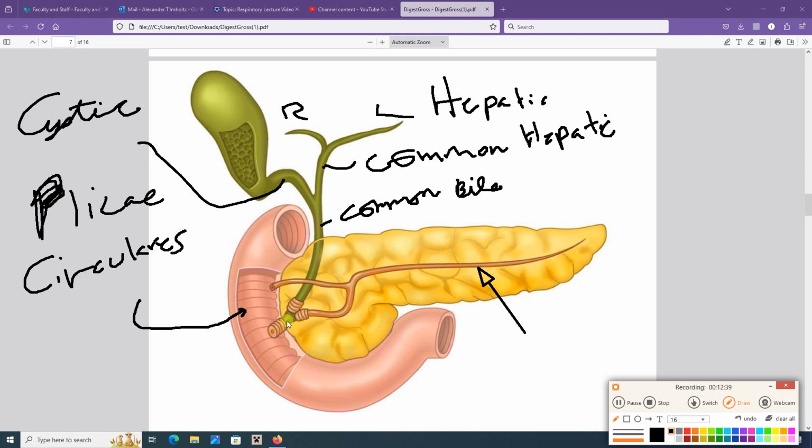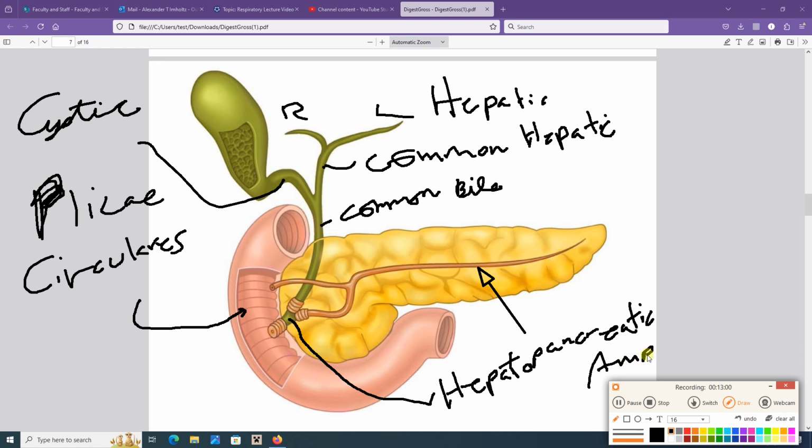And also check out this region beyond the common bile duct and the main pancreatic duct. That region where those two guys unite is called the hepatopancreatic ampulla. An ampulla is a short, wide tube. And that hepatopancreatic ampulla is going to carry bile and pancreatic juice into the duodenum. There's also a hepatopancreatic sphincter right here as well.